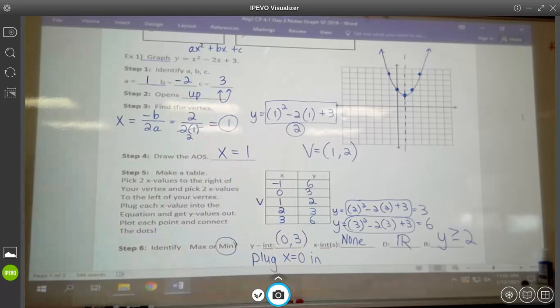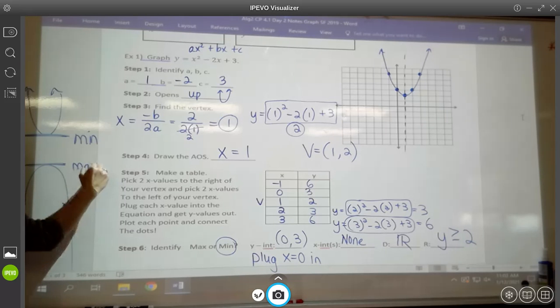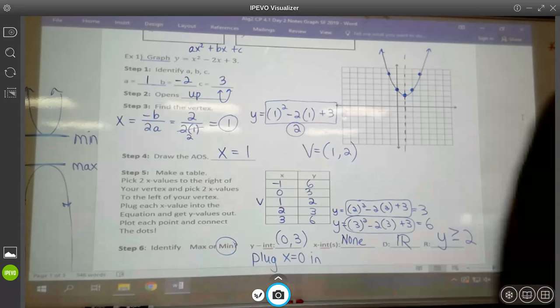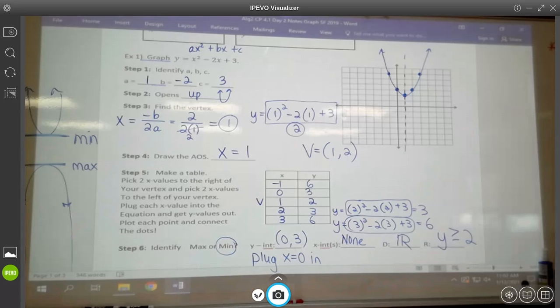Wait, how can you tell which is maximum and which is minimum? So every time it opens up, you won't know the high point because these go on forever, but you'll definitely know the low point. So an opening up parabola always has a min. And then if a parabola opens down, I'll never know how low it goes. I'll never know the minimum because it goes on forever. But I definitely know the highest point is right there, and that's a max. So parabolas that go up have mins, and parabolas that go down have maxes. Okay? All right, let's try another one, because I'm telling you, this gets easier the more you practice it.